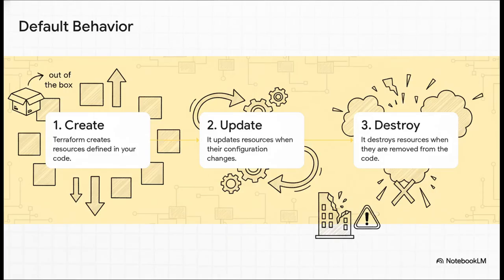You see, out of the box, Terraform follows a really simple, logical pattern. It makes stuff, it updates stuff when you change the code, and when you delete something from your code, it destroys the real thing. And look, that's great for dev environments. But in production, that's a recipe for a really bad day.